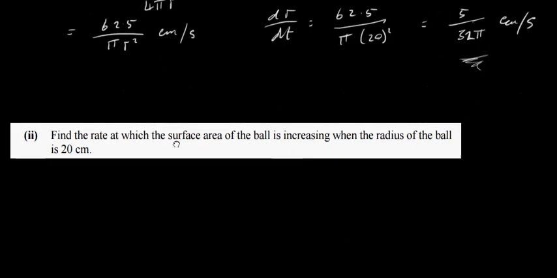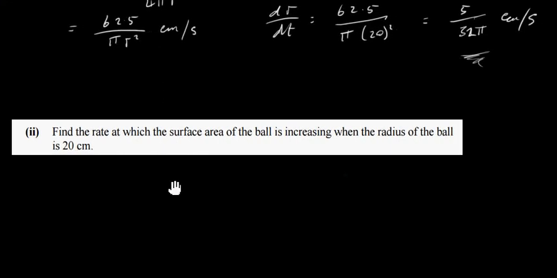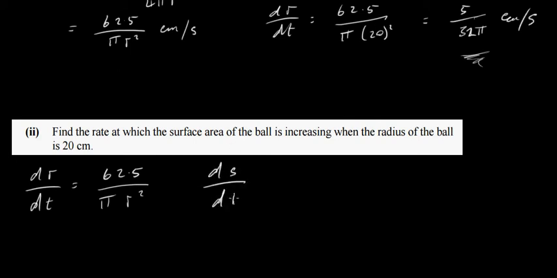The next question asks us to find the rate at which the surface area of the ball is increasing when the radius is 20 centimeters. Okay, so let's write down, I'm just going to write this down again here, our dr/dt, we're probably going to use that. dr/dt we worked out is 62.5 over pi times r squared. Now we need to find the rate at which the surface area, that's dS/dt, S is surface area in this case, that's what we need to find out.